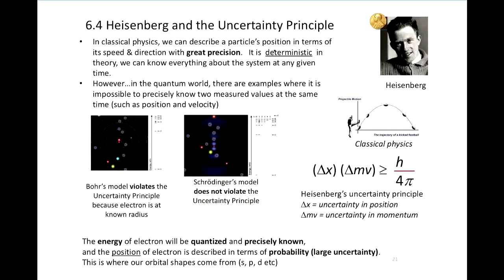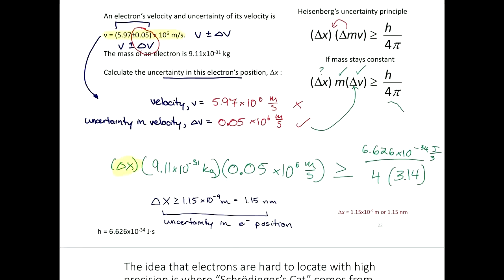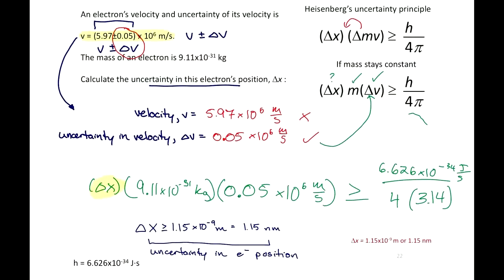Then we introduced Heisenberg's uncertainty principle, where we can't know a particle's position and its velocity with certainty. There has to be a minimum amount of uncertainty there. Again, this becomes important when things are really, really small, like electrons. So we calculated the minimum amount of uncertainty in an electron with some uncertainty in its velocity. We plugged the uncertainty values into Heisenberg's uncertainty principle.